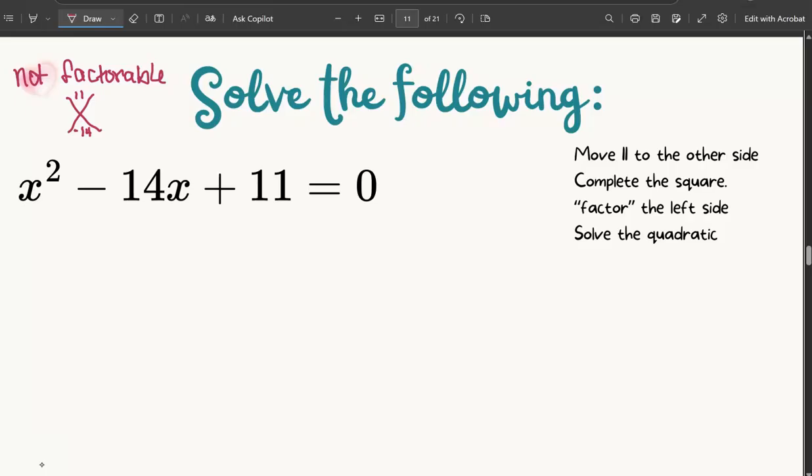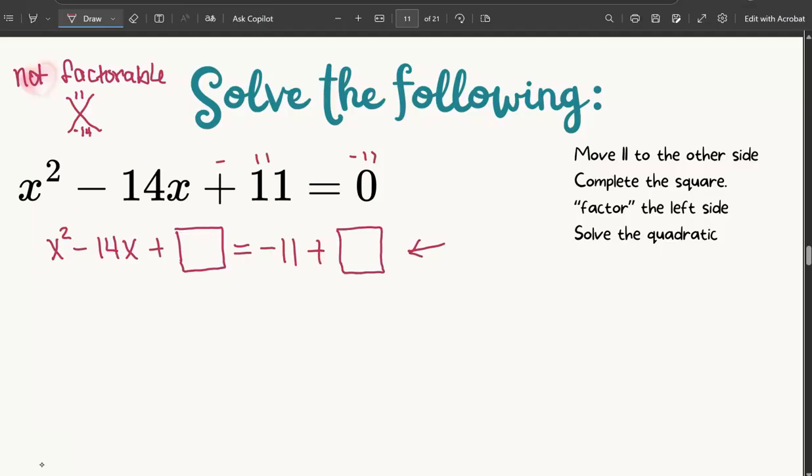So the first thing that I'm going to do is I'm going to put it in the right format. So I need x squared minus 14x plus a box and that's going to equal negative 11 plus a box. Because remember, whatever we do to one side of the equation, we have to do to the other side of the equation. So I subtracted 11 from both sides to get it in this format.